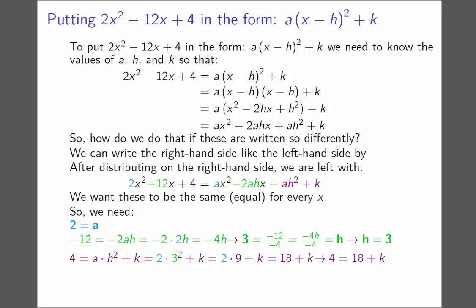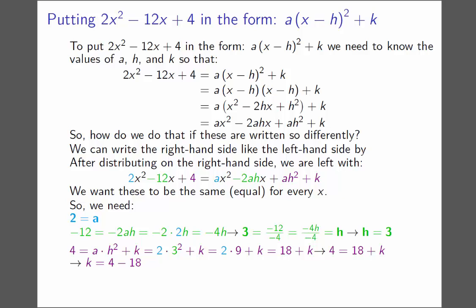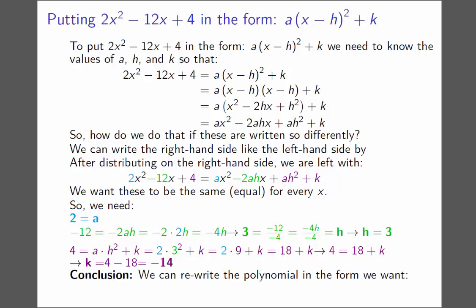All we need to do at this point is subtract 18 from both sides. And this gives us that k equals 4 minus 18, which is negative 14. So we now have our value of k as well. k equals negative 14. So since we found a is 2, h is 3, and k is negative 14, we can conclude that we can rewrite our polynomial 2x squared minus 12x plus 4 as 2 times (x minus 3) squared minus 14.